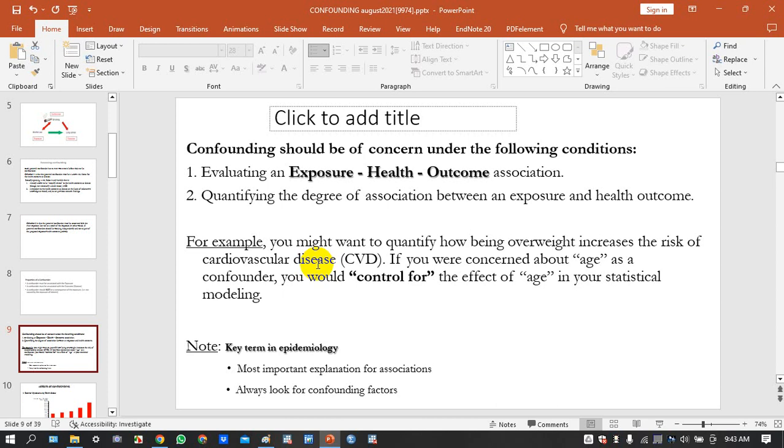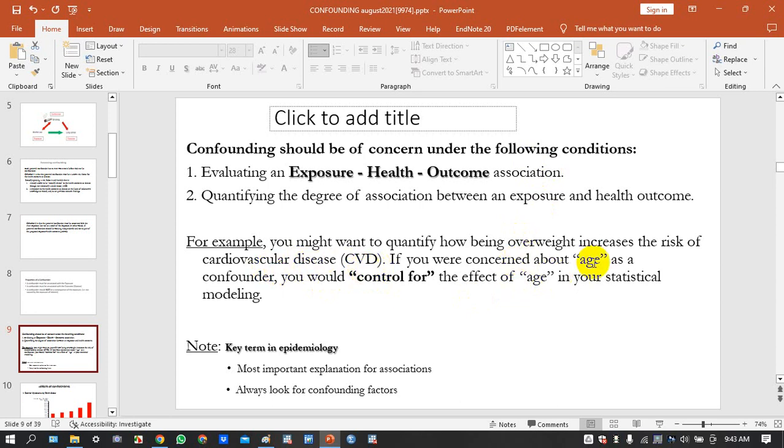So we can say that if you are saying that being overweight is increasing cardiovascular disease, then there should be a lurking variable or an extraneous variable, a variable that is influencing the overweight and the disease, the outcome, so that the outcome will be realized.